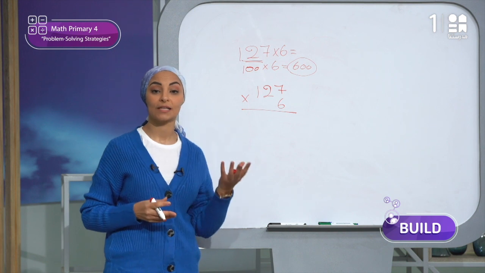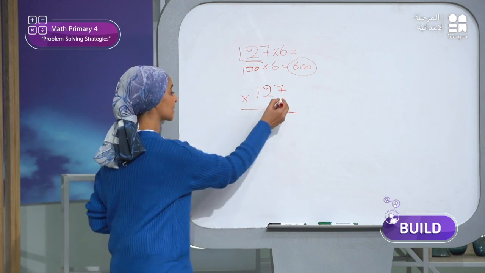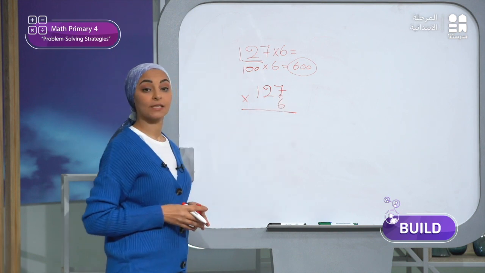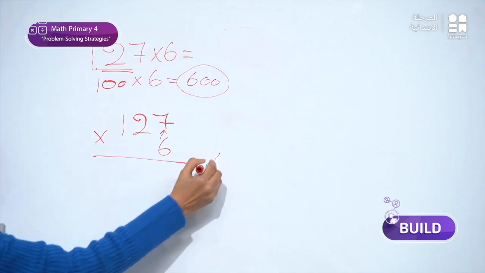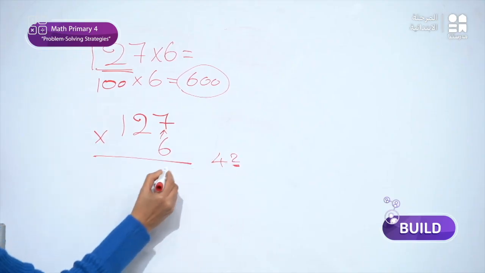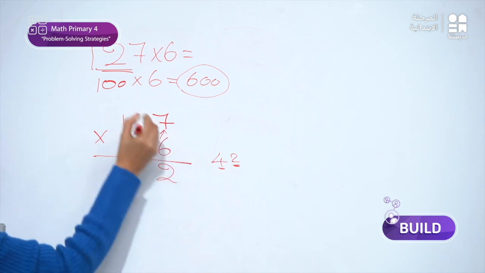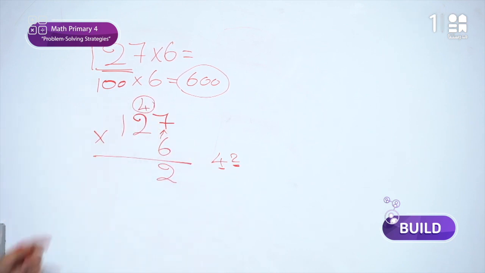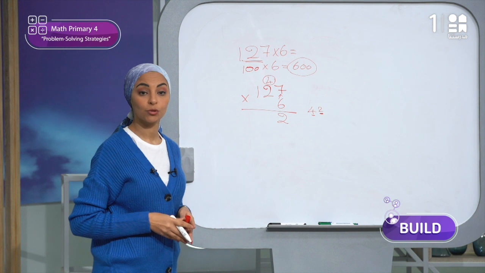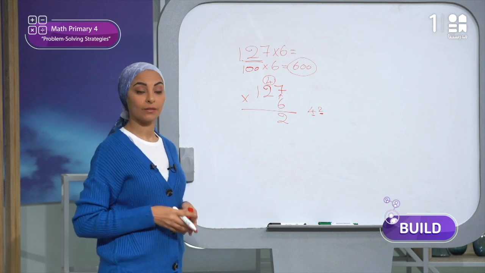What will I do? I will do 6 times 7. 6 times 7 equals what? Of course, 6 times 7, 42. I will write it here. 2 is ones, so I'll put it here. And 4 is the tens. I'll carry up 4 on the tens. Then, what should I do? I will multiply the tens.